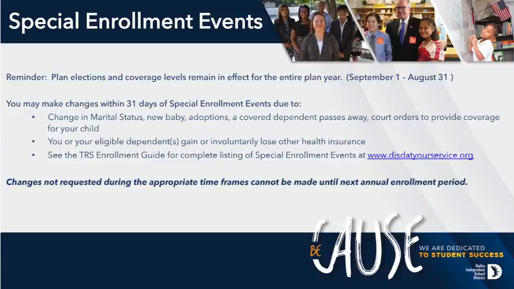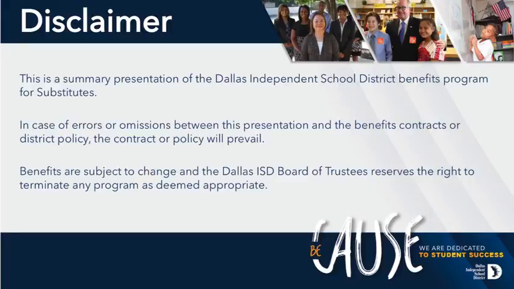For a birth, the newborn will be automatically covered for the first 31 days from the birth, but must be added to the plan for continued coverage. See the TRS Enrollment Guide for a complete listing of special enrollment events and timeframes at disd@yourservice.org. This video is a summary presentation of the Dallas Independent School District Benefits Program for substitutes.